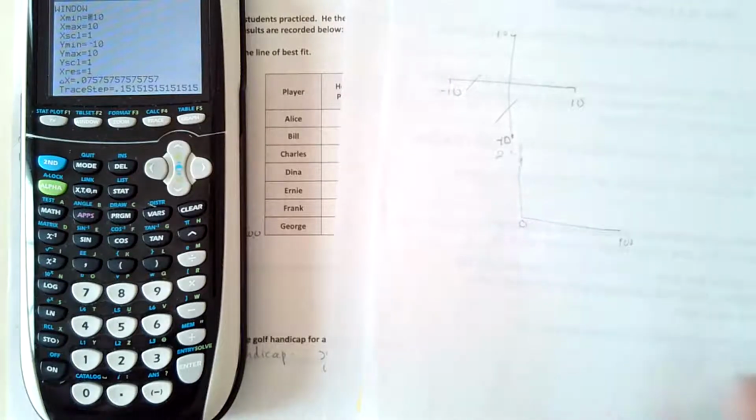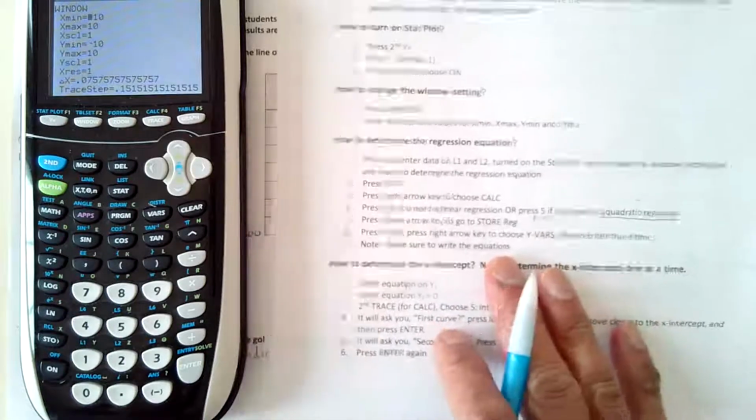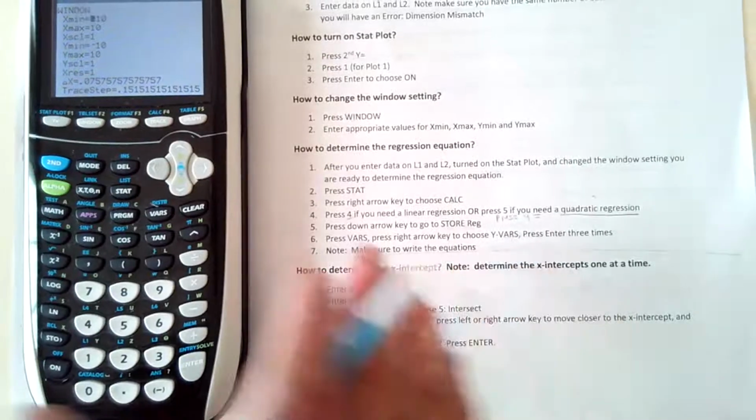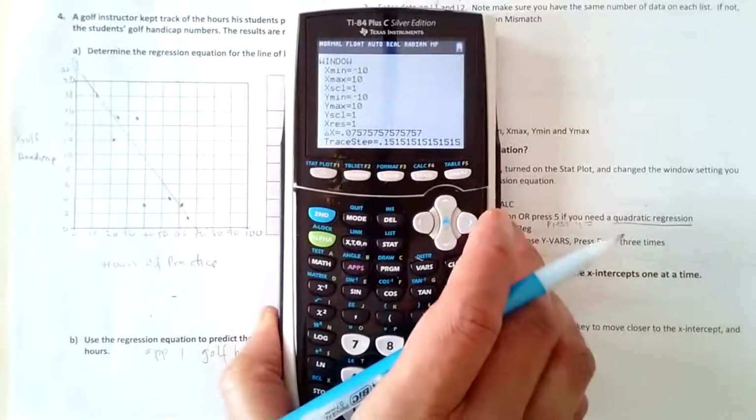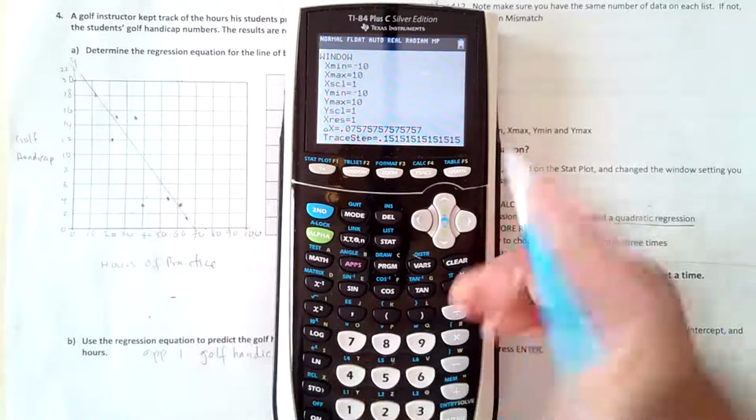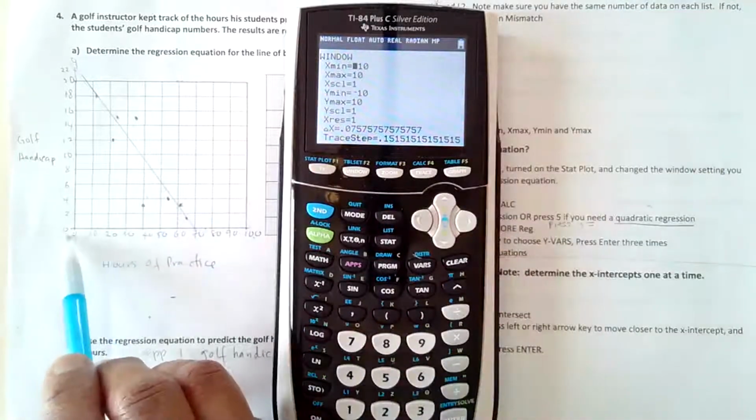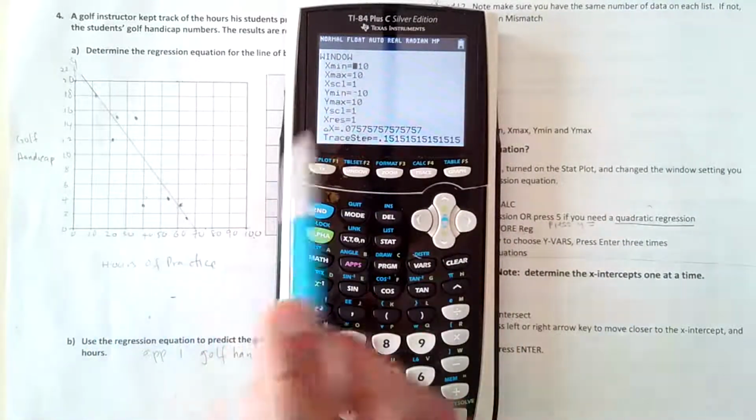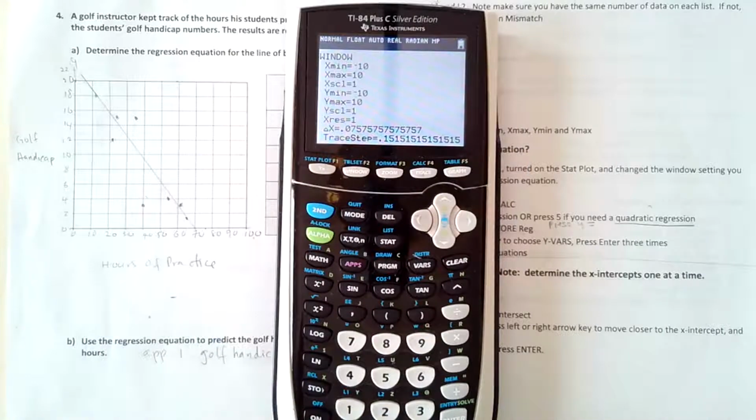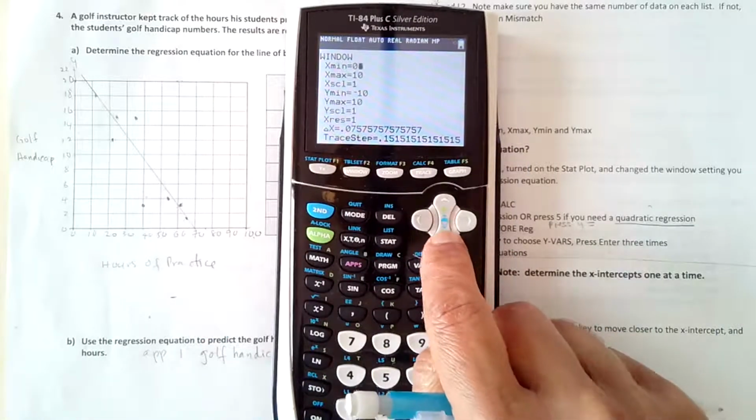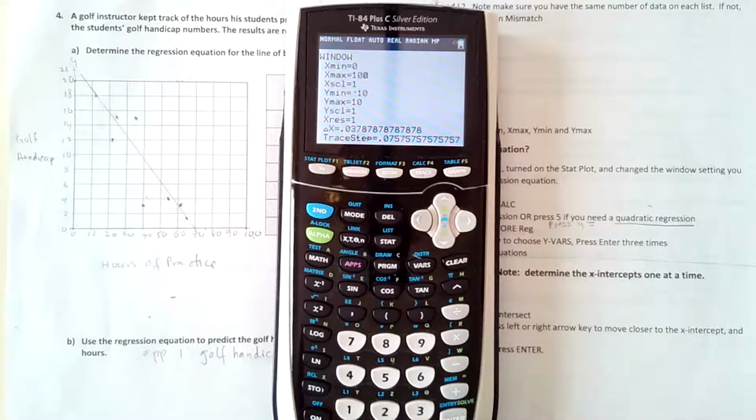I can make this higher. So I need to change my window setting to reflect what I have here. So my X minimum, which refers to this value here, is 0. So I change -10 to 0. And my maximum is 100, so I toggle down and I put 100 in there.